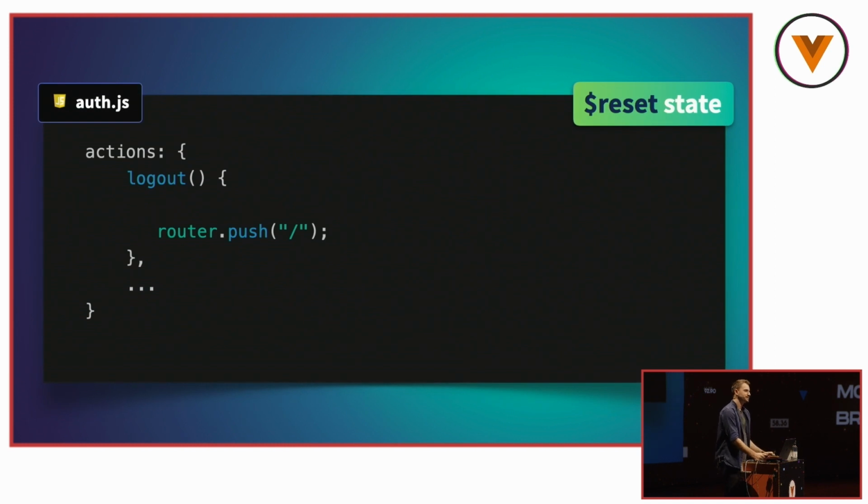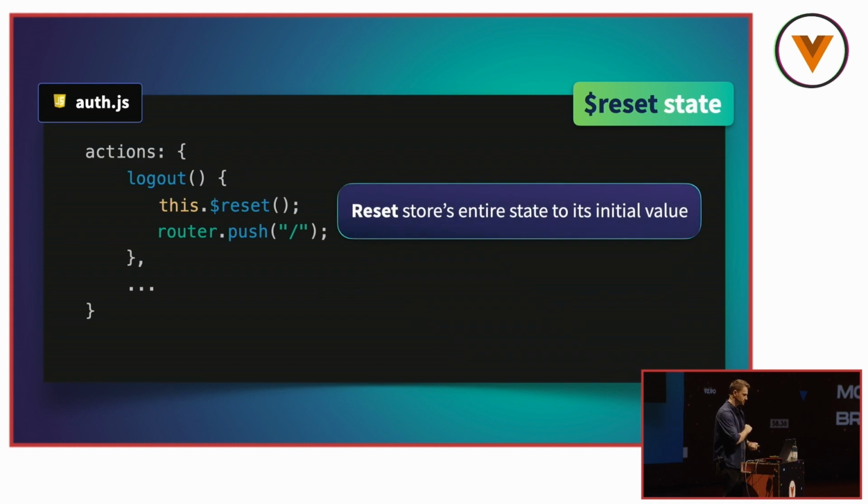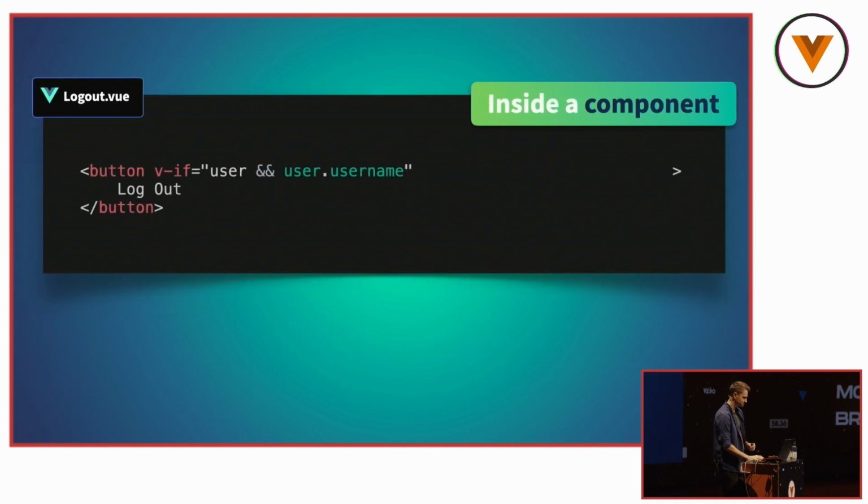So conveniently, Pinia also has a reset helper method, so we can reset the store's entire state to its initial value. So in this example, we're saying this.reset. This is going to, just like you would assume, reset the store's entire state. Notice how we are in an options API, so we're using this, and we can only use the reset in an options API, in an options store. We could also call reset from within a component. So for example, the user clicks a logout button, and then we're resetting the entire auth store.